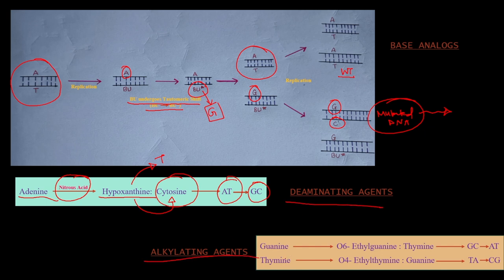And then you also have the alkylating agent, for example, guanine is going to get converted into ethyl guanine, and ethyl guanine is going to have the affinity for thymine instead of the interaction with cytosine. Because of that, there will be a reverse, right? In the earlier case, the AT is being replaced by GC. In this case, the GC is going to be replaced by AT. The same is true for thymine. When it is alkylated, it forms ethyl thymine, and ethyl thymine makes base pairing with guanine rather than adenine. As a result, the TA is going to be replaced by the CG. So these are some of the mechanisms through which the DNA is going to be mutated.